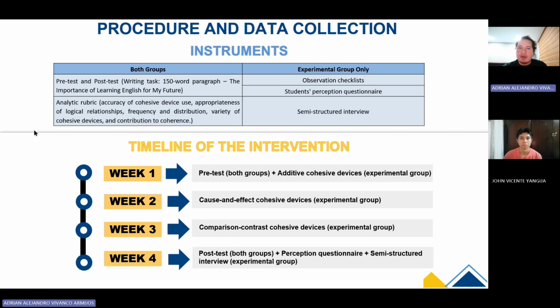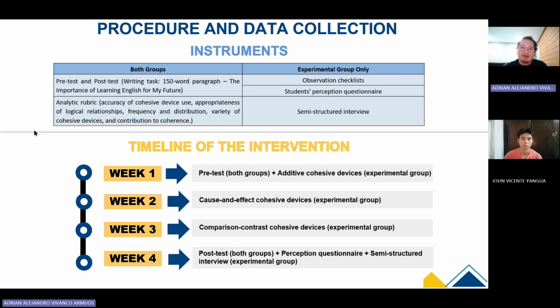In the third week, students received explicit instruction on comparison and contrast cohesive devices, applying these connectors in increasingly complex academic writing tasks while receiving continuous feedback. Finally, during the fourth week, both groups completed the post-test using the same writing task administered at the beginning of the study. At the end of the intervention, only the experimental group completed the students' perception questionnaire, and 5 randomly selected students also participated in a semi-structured interview.